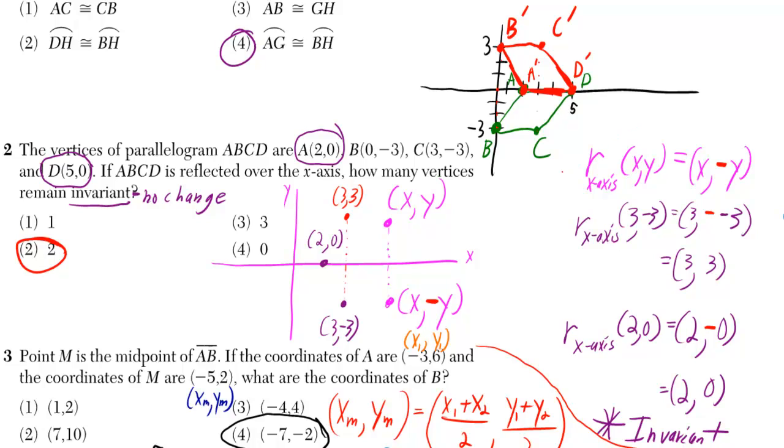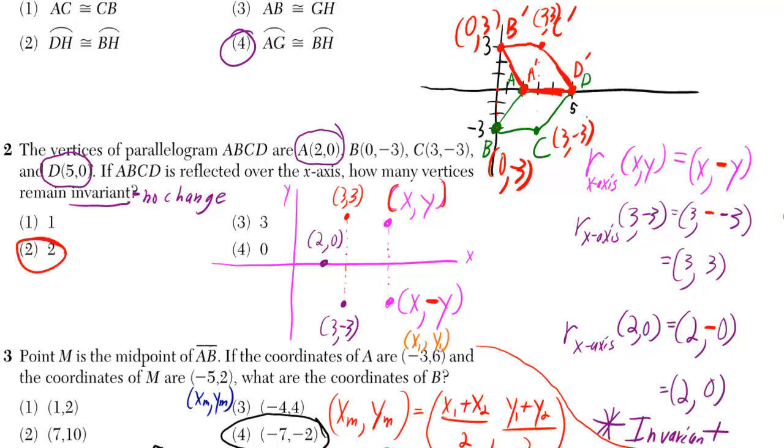You could have just realized that whenever I take a point x, comma y, and I reflect it over the x-axis, all it's going to do is get the negative of whatever y-coordinate it had before. Let's make sure that's true. Over here where we had B, we had the point 0, negative 3. When we had B prime, we got 0, positive 3. For C, we had 3, negative 3. When we did C prime, we got 3, positive 3. So you just change the sign of your y-coordinate.